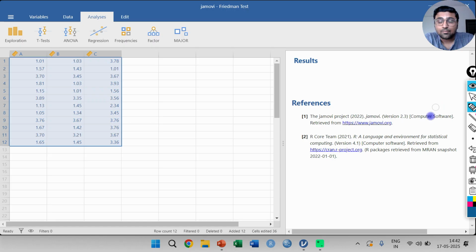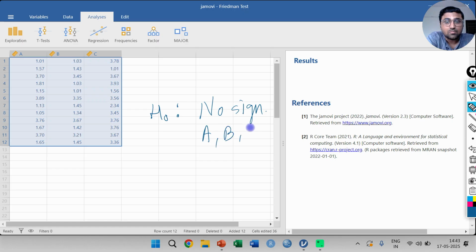Now what is null hypothesis in this case? H naught says that there is no significant difference in the effectiveness of three diet plans A, B and C. An alternative hypothesis says that at least one diet plan is significantly different from other two groups. So that is the idea of null and alternative hypothesis.